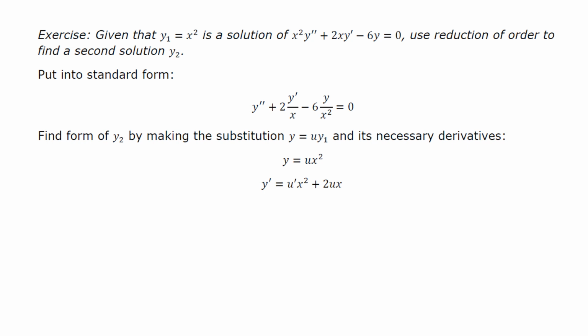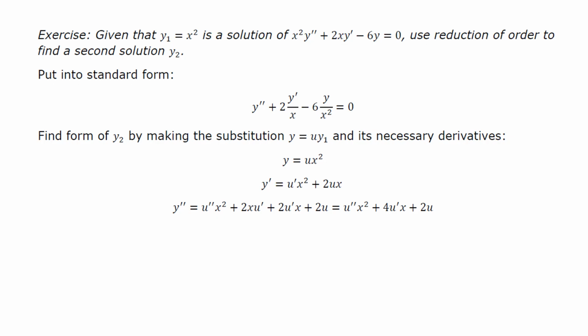times ux. We will also need the second derivative, so we're going to take the second derivative of y, and we will get u double prime x squared plus 2x u prime plus 2u prime x plus 2u. When we combine like terms, we'll get u double prime x squared plus 4u prime x plus 2u.